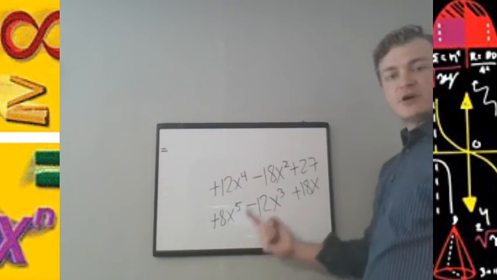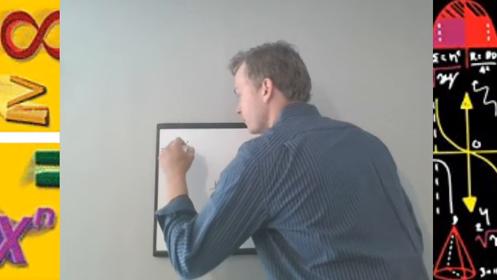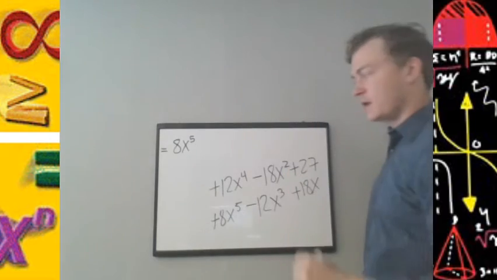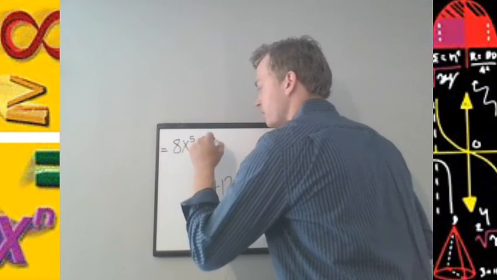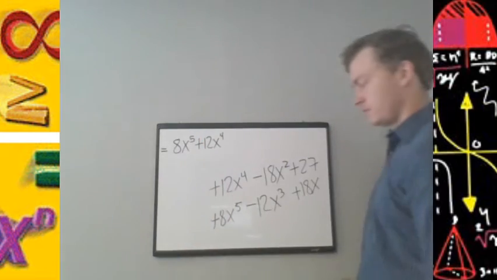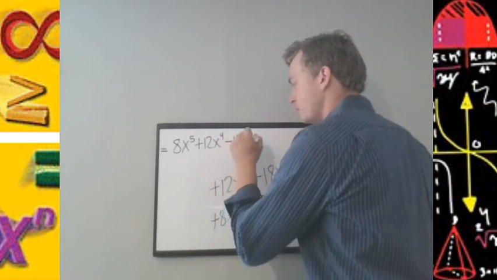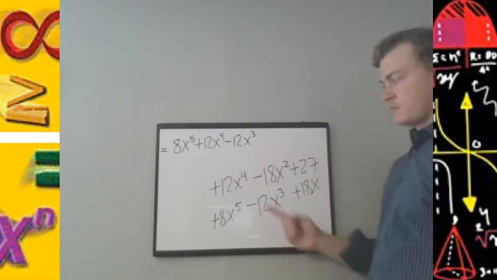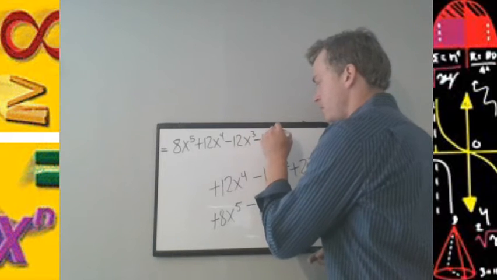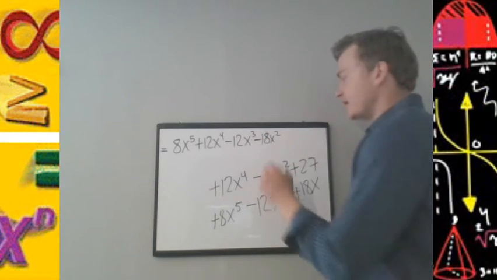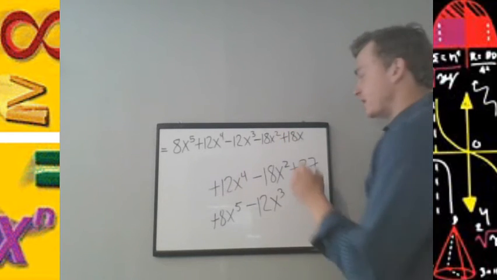Largest exponent first. Largest degree is the positive 8x to the fifth. Plus 12x to the fourth. Minus 12x cubed. Minus 18x squared. Plus 18x. Plus 27.